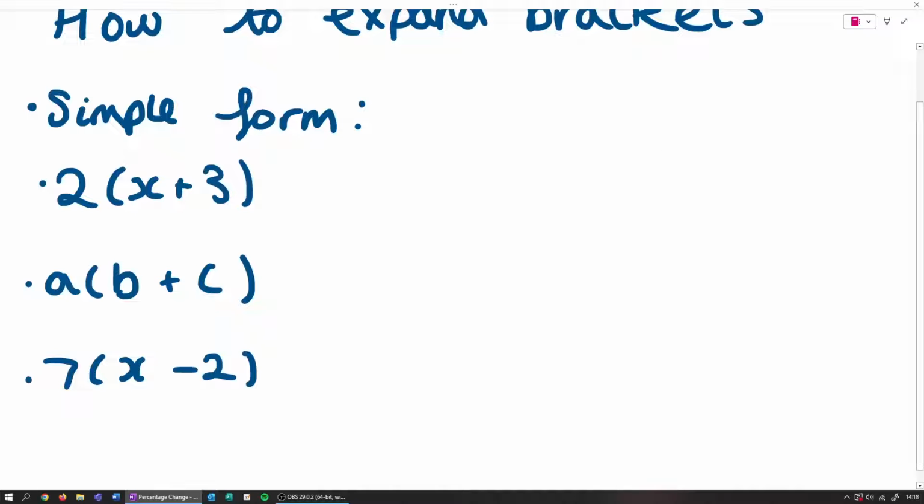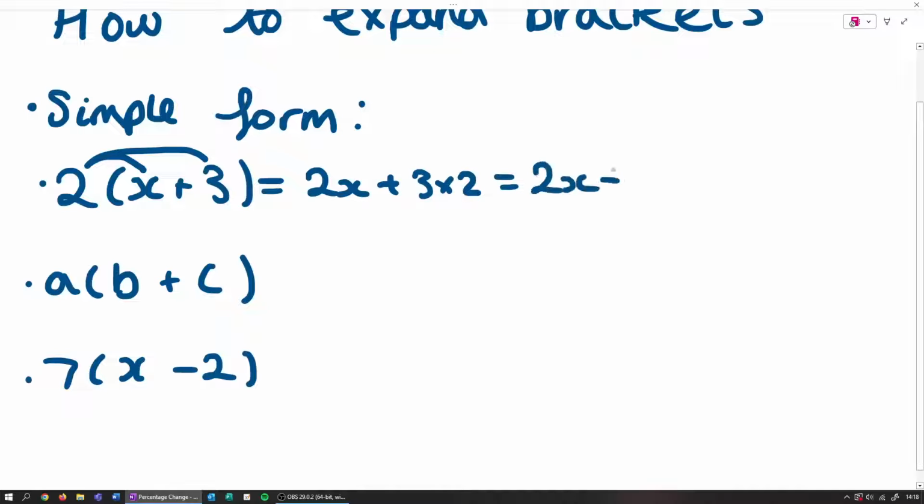We have 2 times x plus 3 in brackets. So we have 2x, which is 2 times x, plus 3 times 2, which is just 2x plus 6. Okay, now here I've written one all in terms of letters, but it's the exact same thing. a times b is just ab, plus, because of the plus there, a times c, and we're done.